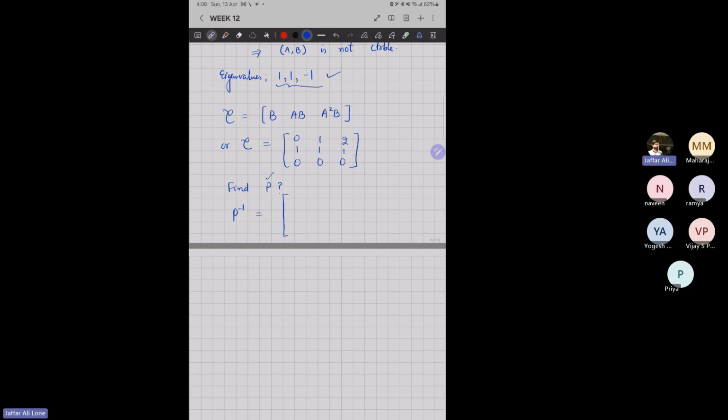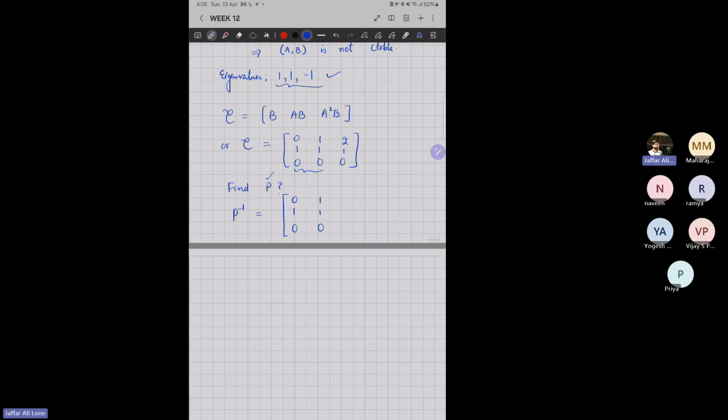This P inverse is computed by using the first two columns of the controllability matrix. So you take the first two columns of the controllability matrix: 0, 1, 0, 1, 1, 0. I took the first two columns of the controllability matrix, and they form the first two columns of the matrix P inverse.